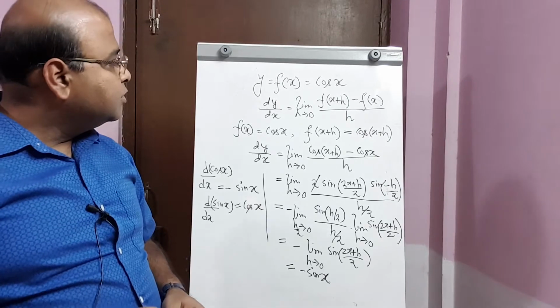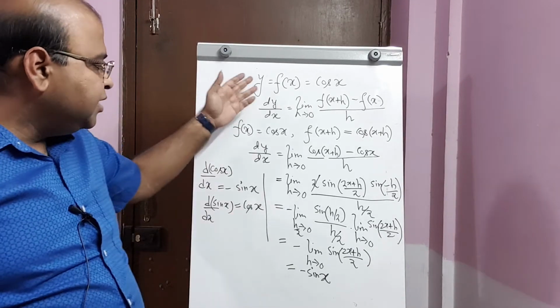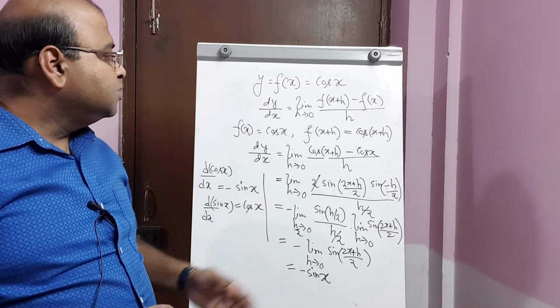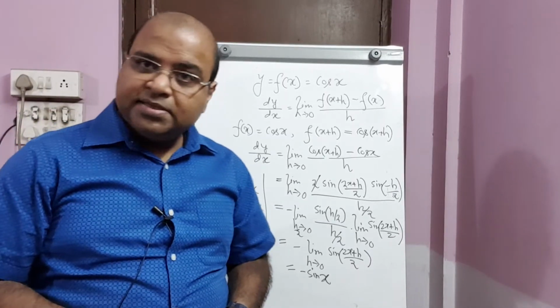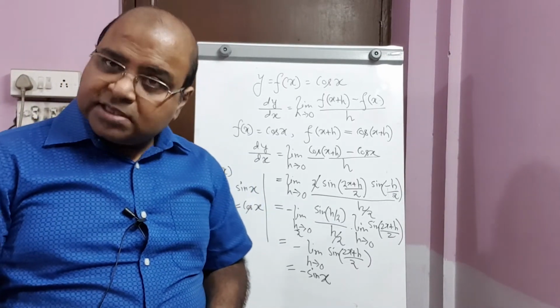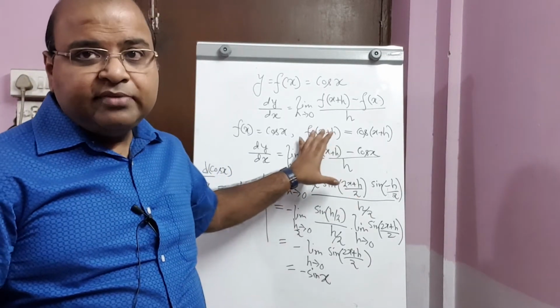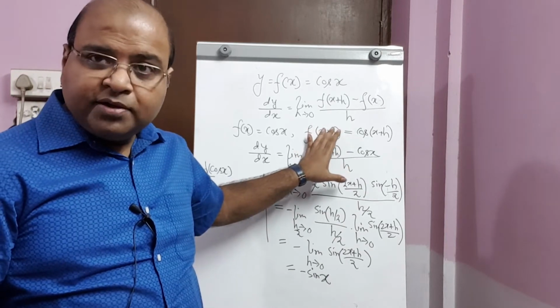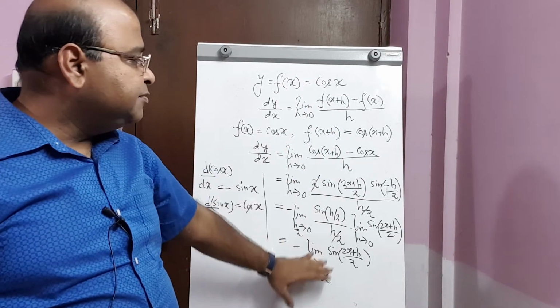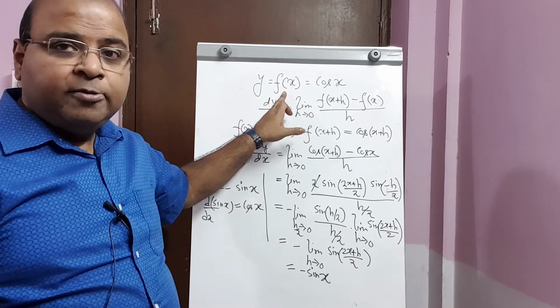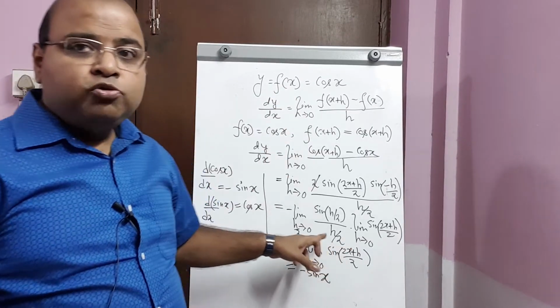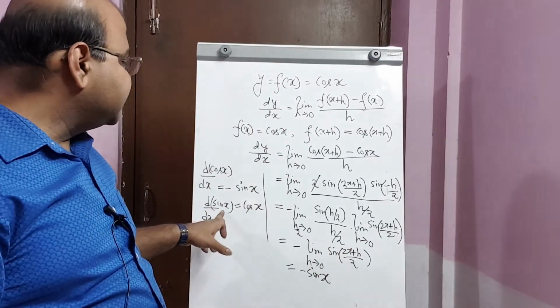Please do ask if you have any doubts. You can ask me in the comment section. I hope the basic concept of derivative, the basic limiting definition, the first principle of derivative, and how to apply the first principle to find the derivative of a function are clear. We have illustrated two examples here in terms of d/dx of sin x and cos x.